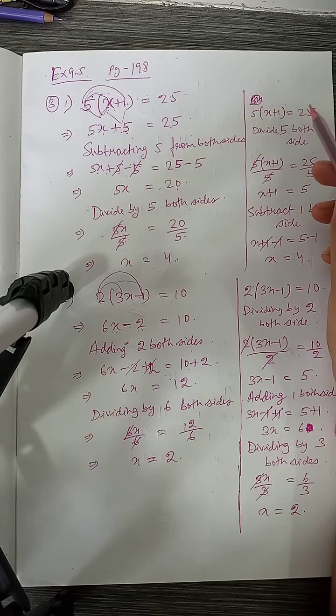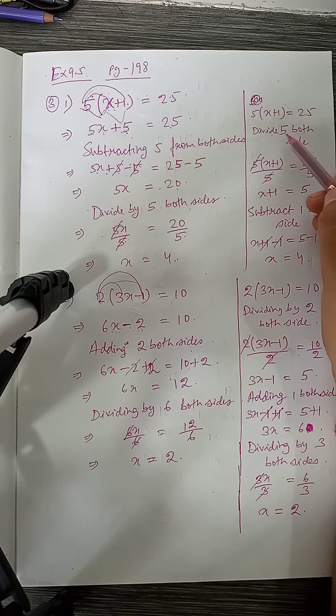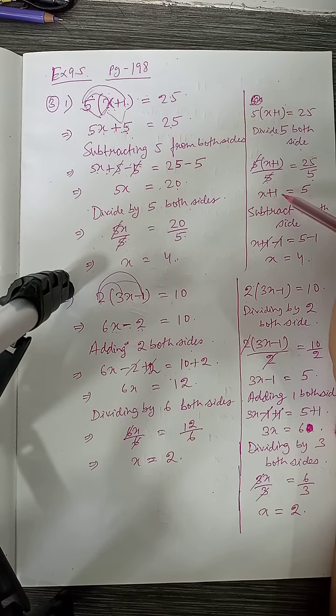We can do it in other way also. This 5 is multiplied with both x plus 1. So we divide 5 both the sides. So on division the 5 and 5 gets cancelled. So this becomes 25 by 5 equal to 5. So x plus 1 equal to 5.